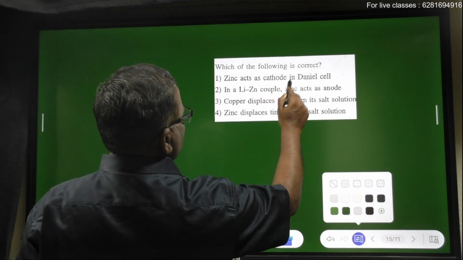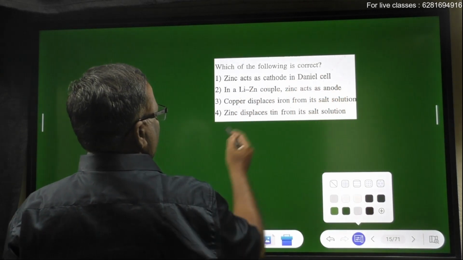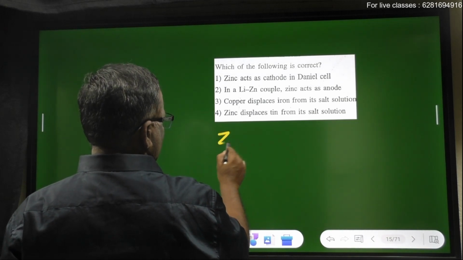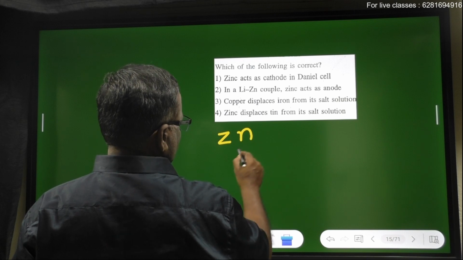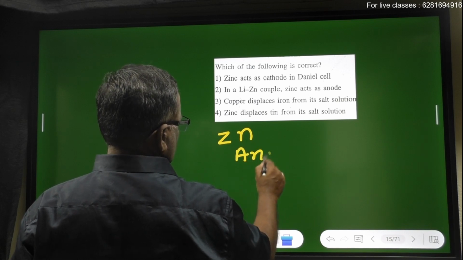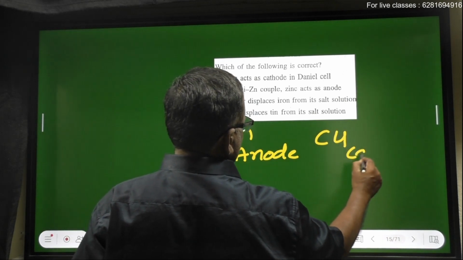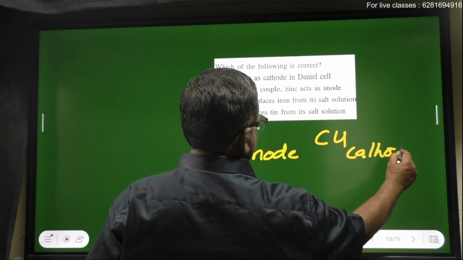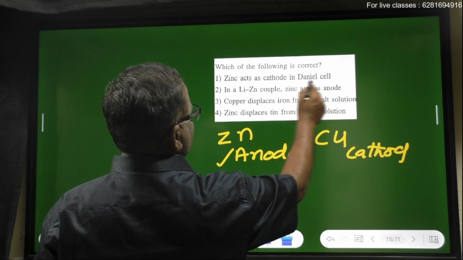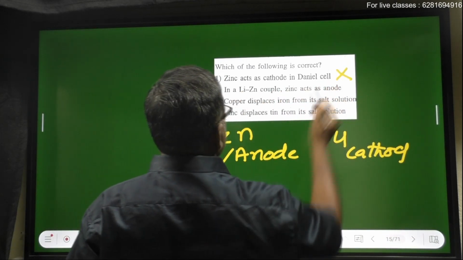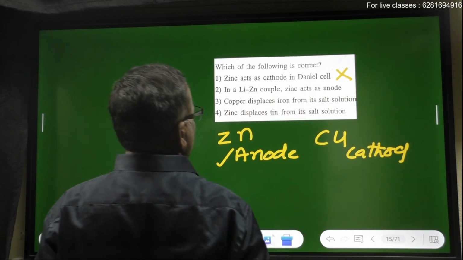Zinc acts as cathode in Daniell cell. In Daniell cell we have zinc and copper. So when zinc and copper are there, zinc will act as anode and copper will act as cathode. So in Daniell cell, zinc acts as anode. Here they are saying it acts as cathode, which is a wrong statement.